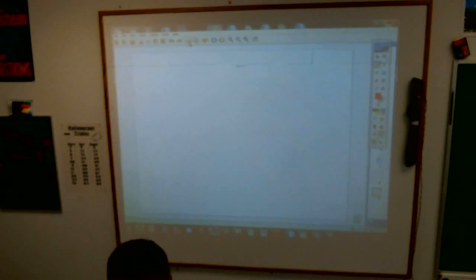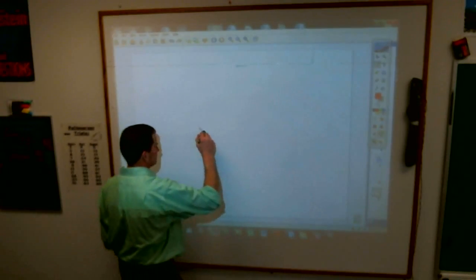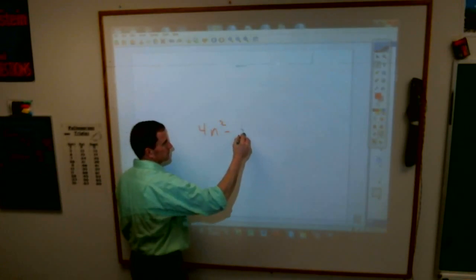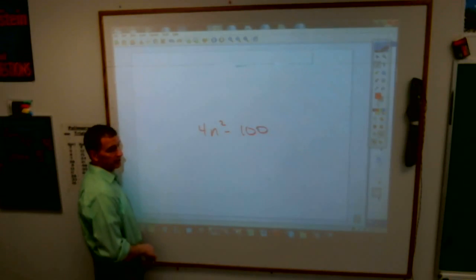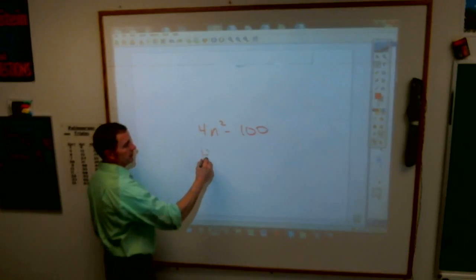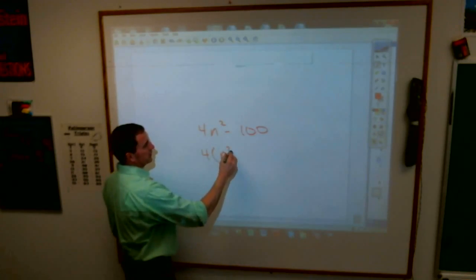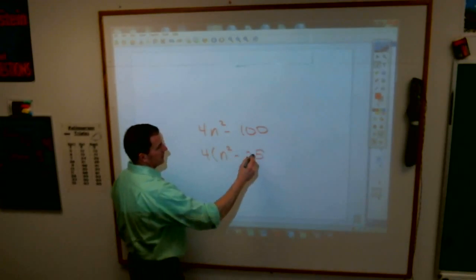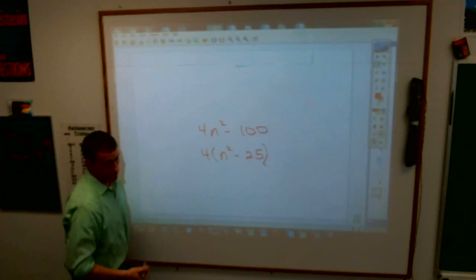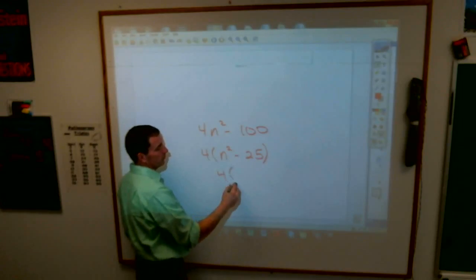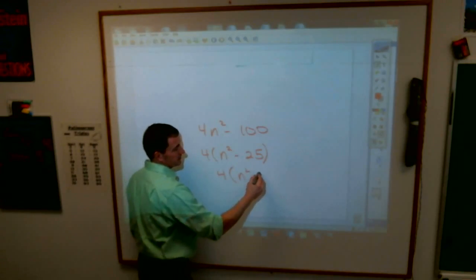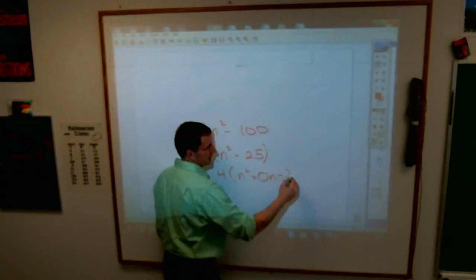One more of those. Let me give you one. 4n squared minus 100. Same thing I just talked about. Step half. Can you take something out of both of those? Yes, you can take a 4 out. You are left with an n squared minus 25. Okay. In which case, this is not a 3-term thing, but you sure could make it a 3-term thing. You could go 4 times n squared plus 0 n's minus 25.